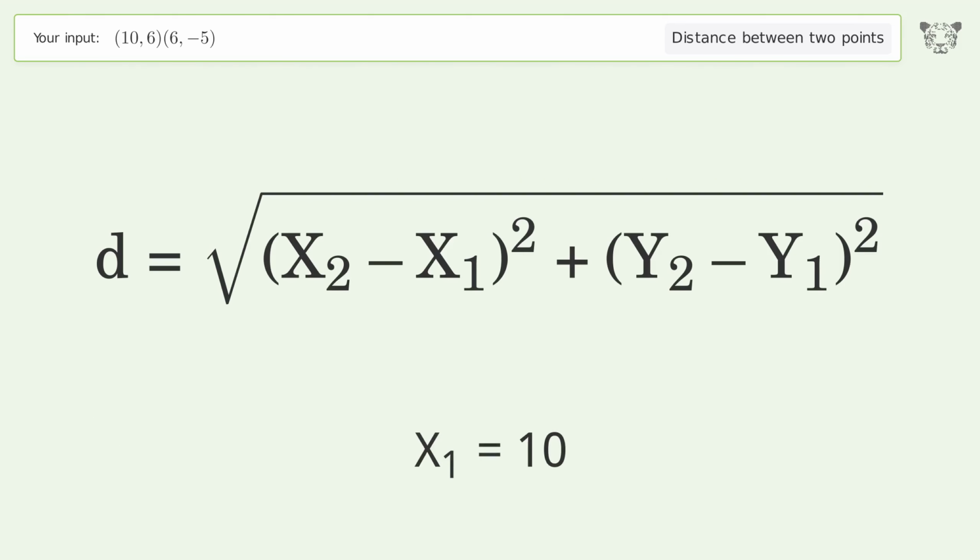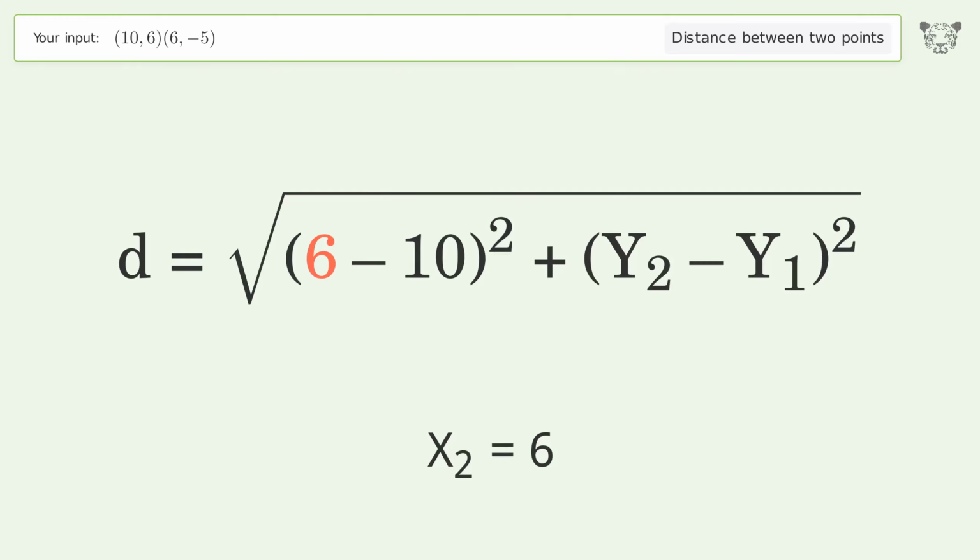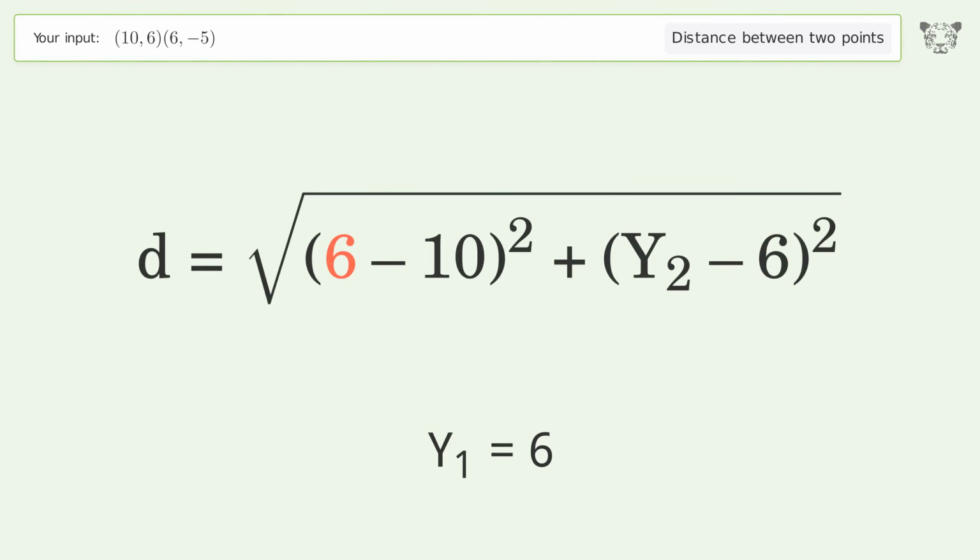x1 equals 10. x2 equals 6. y1 equals 6. y2 equals -5.